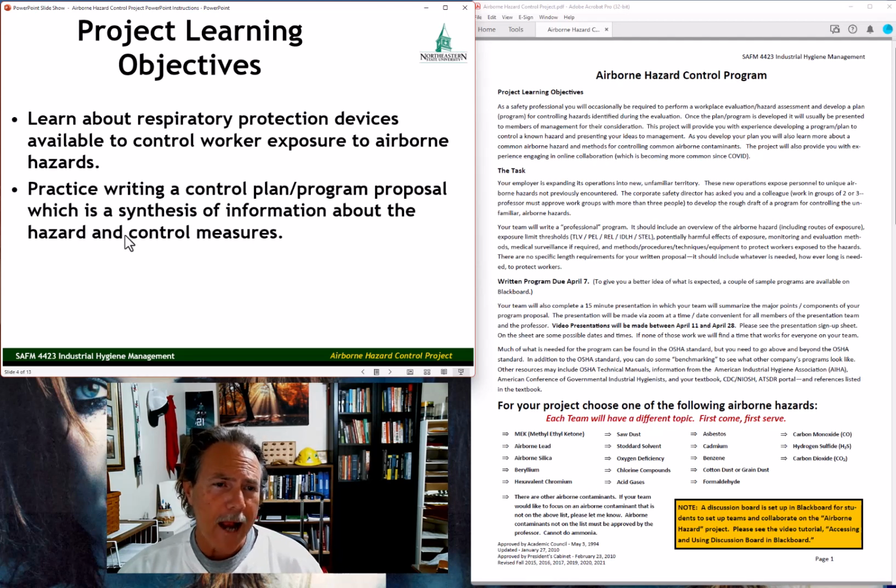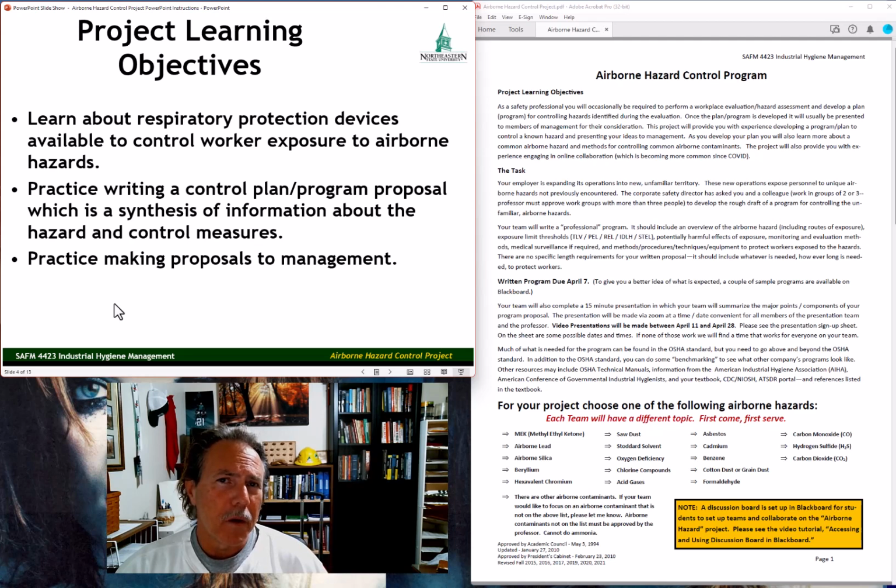You're going to have some practice writing a control plan or a program. Control plan, control program, safe operating procedure, these are some terms that are often used interchangeably. Now, there might be slight differences in how some companies would define the different terms, but it's basically the same thing. It's a plan for working safely. And in this case, we're writing a plan for working safely around specific airborne hazards. This written plan will contain information about the hazard and about the control measures.